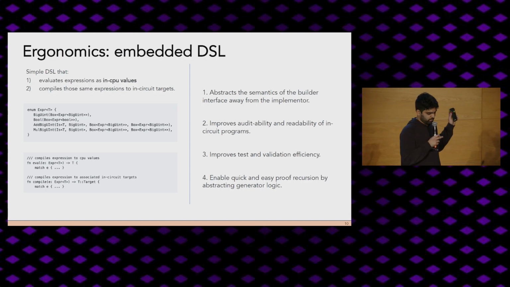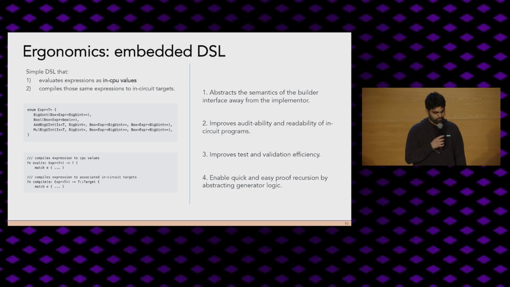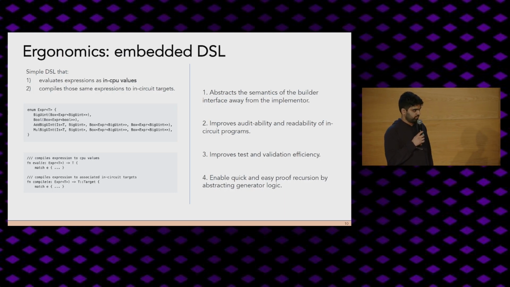So you can see right there, this is a super simple expression language. Let's say you have a constant like a big uint. You might have a bool. You might want to add two things together, or multiply two things together. But the advantage of this is that it abstracts the semantics of the builder interface that you have within Plonky2 away from the person that's actually implementing this stuff. It also improves the auditability and readability of these in-circuit programs. Every time you do something like builder.add and you put your operations there, you don't really need to do that anymore.